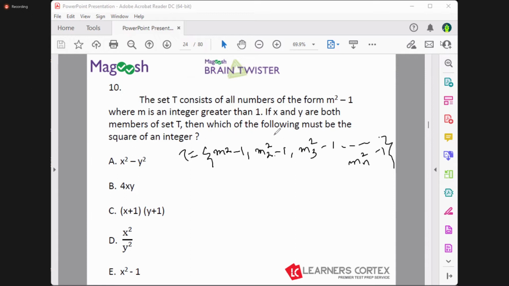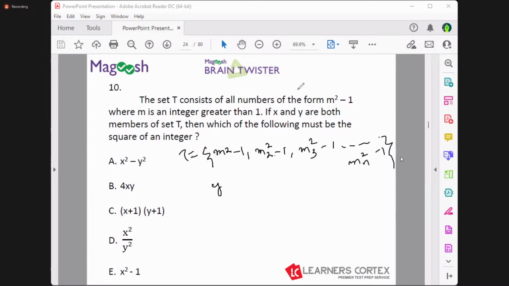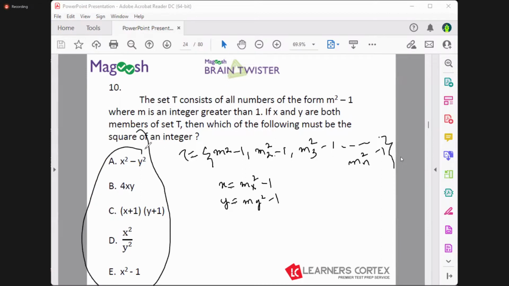Now, if x and y are both members of set T, so x can be, let's say there is a number x, right? x can be m_x squared minus 1, and y can be m_y squared minus 1. Now, which of the following must be the square of an integer? So which of these is a square of an integer?